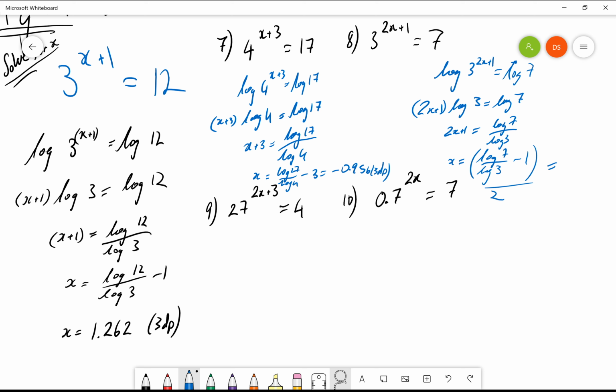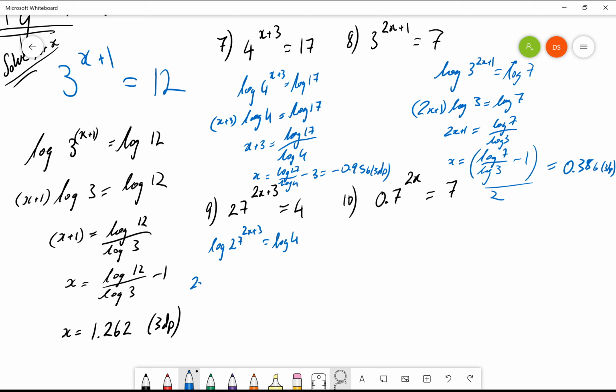Make sure you type this into your calculator very clearly, team. It's very easy to mess these up because you've typed in silliness. Remember, if you put garbage in, you will get garbage out. Just be careful with how you type it in, and you should get 0.836, sorry, 0.386, and then this one here, log 27, 2x plus 3, log 4.